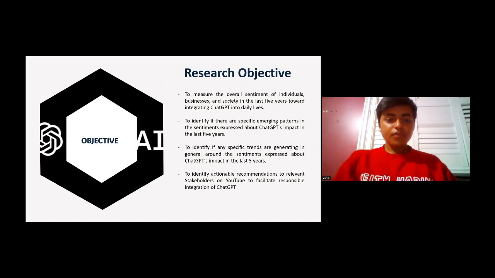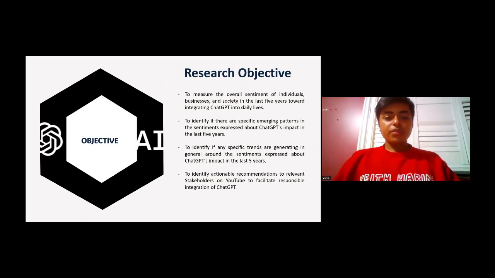Thanks, Sahil. Beginning with the research objectives, we have four objectives in total. The first one is to measure the overall sentiment of individuals, businesses, and society in the last 5 years toward integrating ChatGPT into daily lives. In this, we measure the overall sentiment of each individual, businesses, and society over the last 5 years, and most importantly, over the last 10 to 11 months since ChatGPT has been actively used amongst society.